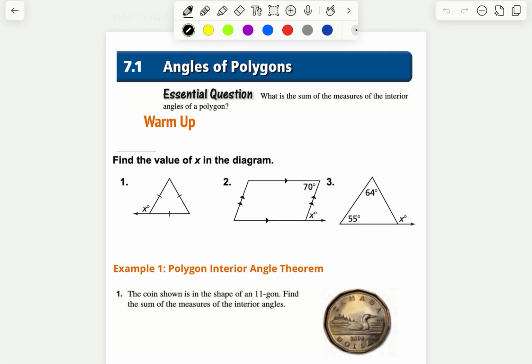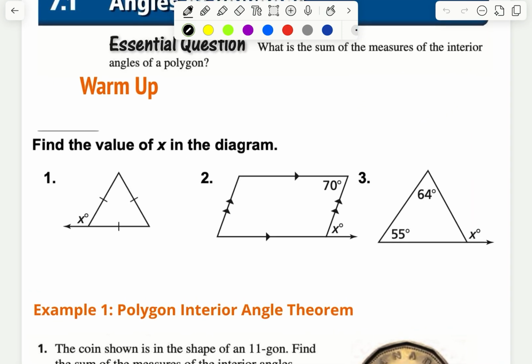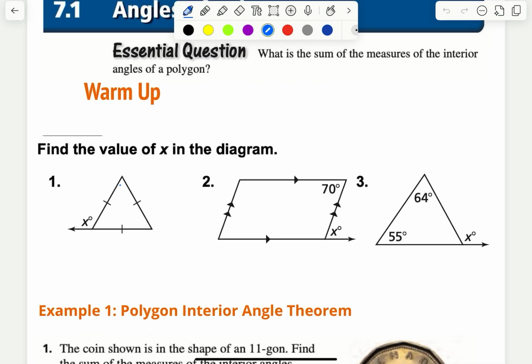Alright, this is 7.1 notes, angles of polygons. So find the value of x in the diagram. So we have here the triangle, and this one measured 60, 60, and 60. So if the angle is 60, this one will be x is equal to 120 degrees.